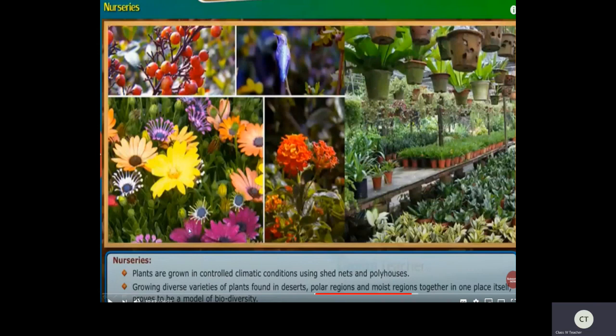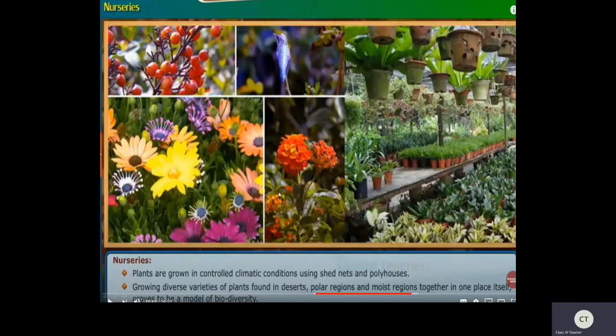So this is how it proves that biodiversity exists. See, biodiversity means different varieties of plants are grown under controlled climatic conditions here in the nurseries. Different kinds, like desert plants and polar region plants, plants from all different regions are grown here. You will see some different varieties, right children? This is how we can see biodiversity in the nurseries.